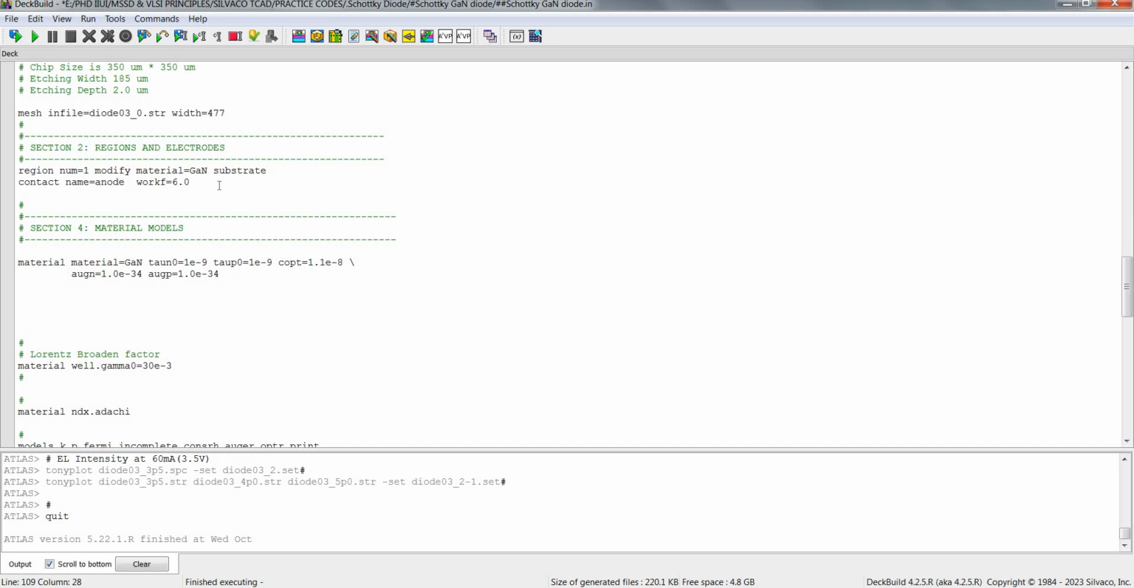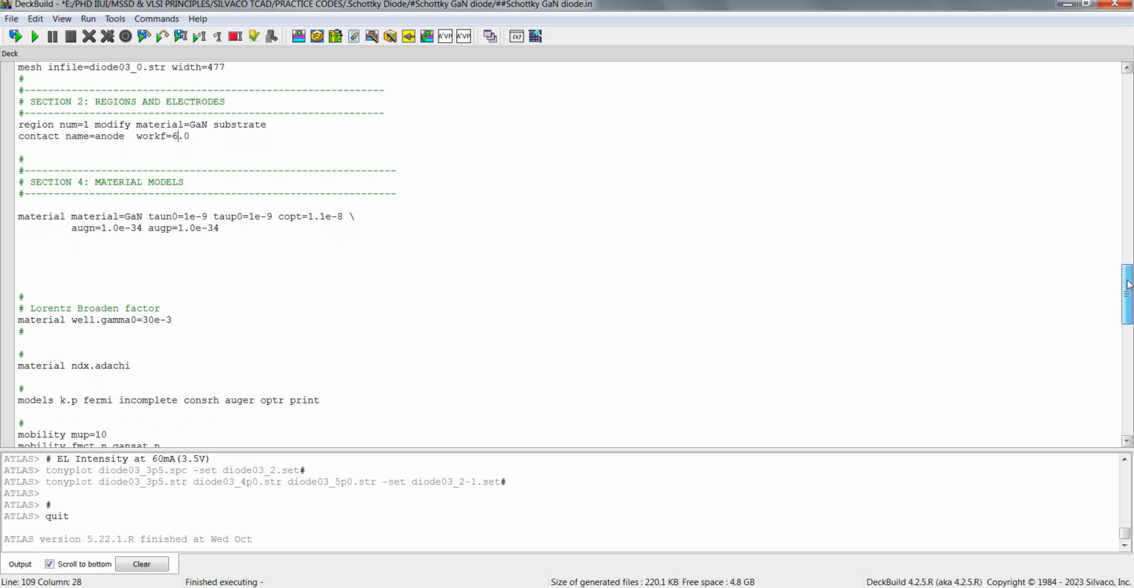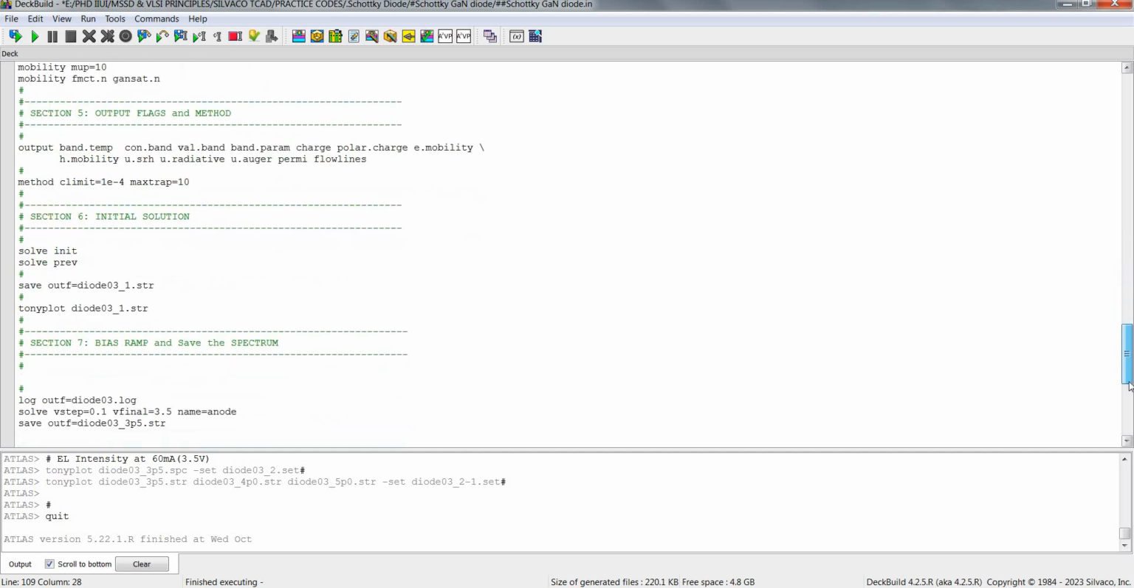The semiconductor work function for p-type gallium nitride would be close to 7.5 electron volts. Here the metal work function is less than the semiconductor work function, so it should give us a Schottky barrier, or a rectifying barrier.